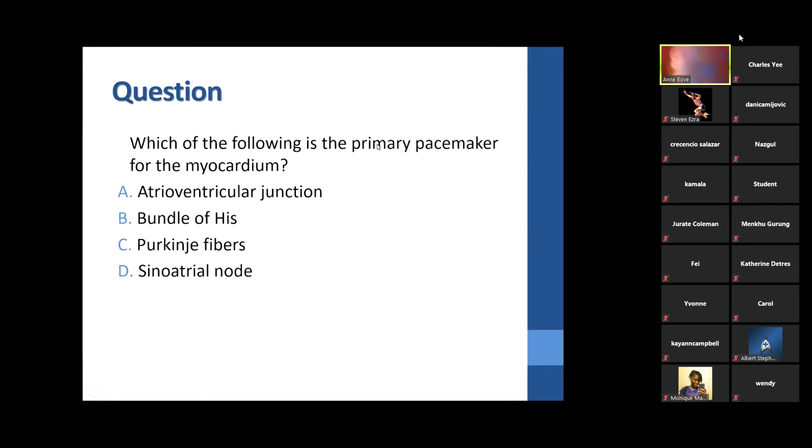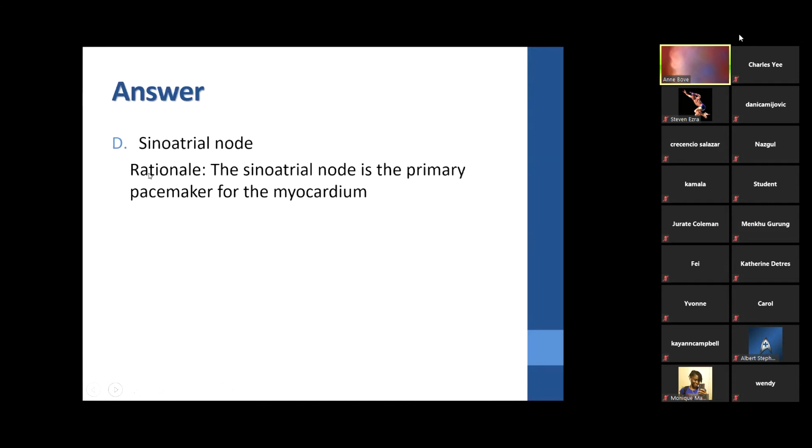Which of the following is the primary pacemaker for the myocardium? The correct answer is sinoatrial node.